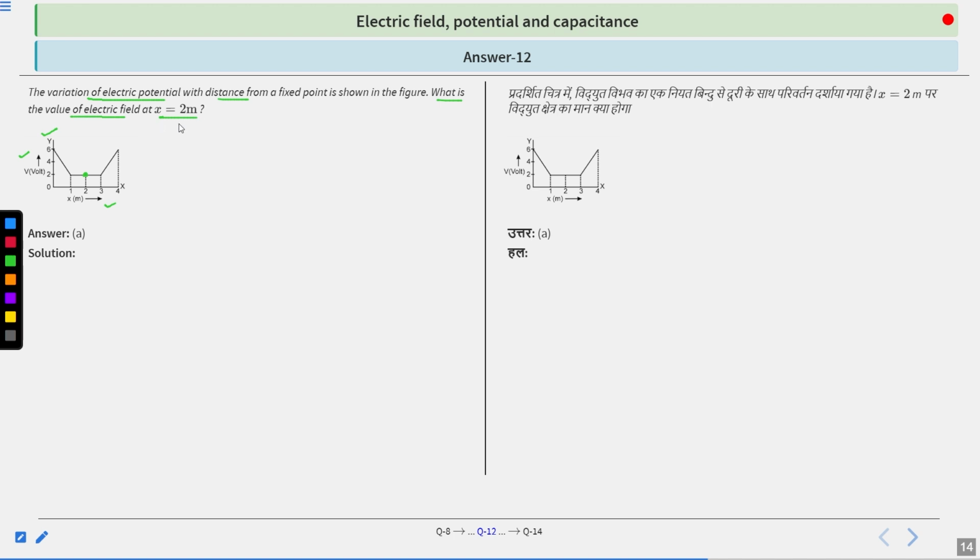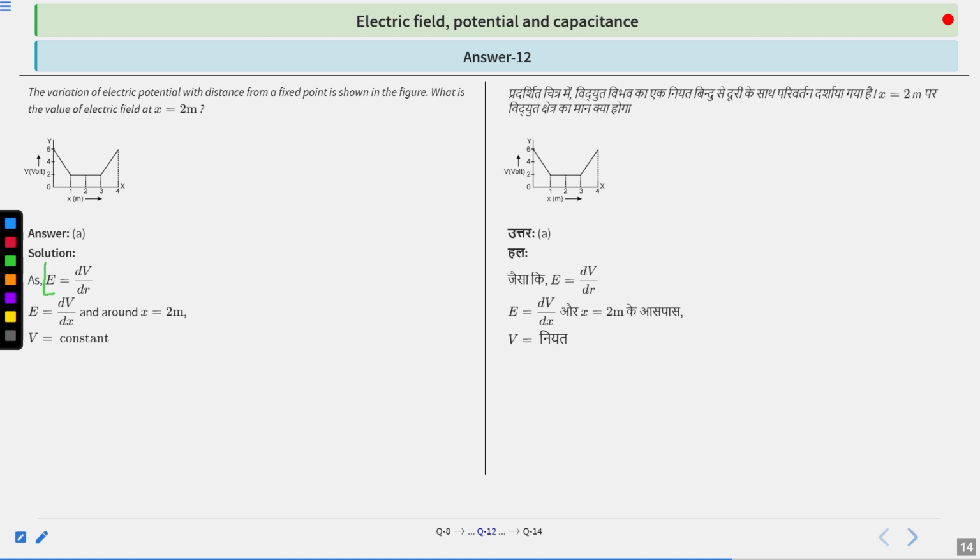Clear? It is a formula-based question. We know E is equal to minus dV upon dr. This is the formula to calculate the electric field. So E is equal to minus dV upon dx, which is used for calculating in terms of x. Here it is given x is equal to 2 meter. So at x is equal to 2 meter, V is constant, like this line.